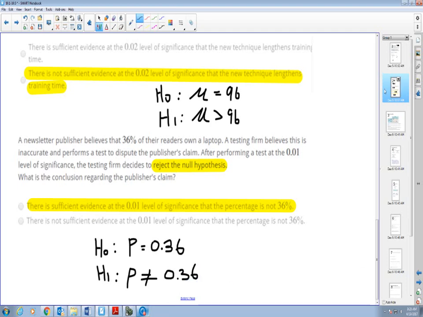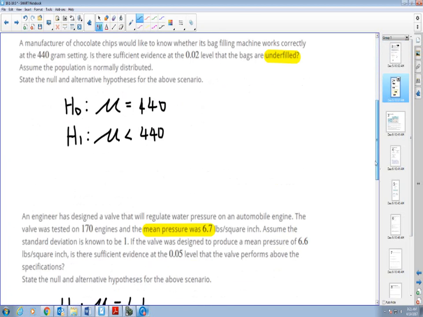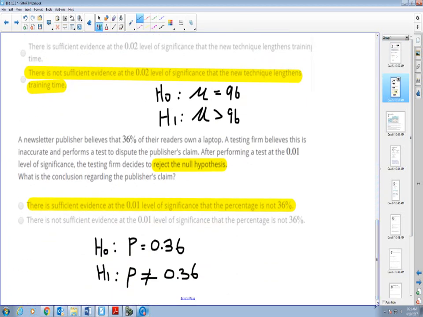Just like the 4.5% unemployment rate, what would be your belief? Do you believe the unemployment rate is more than 4.5%, less than 4.5%, or it's just not going to be equal to 4.5%? So there are three ways: two-tail test, left tail, and right tail test. From reading these problems, if it doesn't say anything like greater than or less than, then all we're going to say is not equal to, because not equal to makes it a two-tail test. So they reject the null hypothesis because the testing firm did find sufficient evidence to support that it is not 36%.